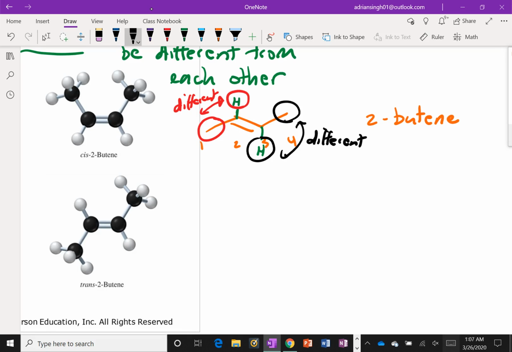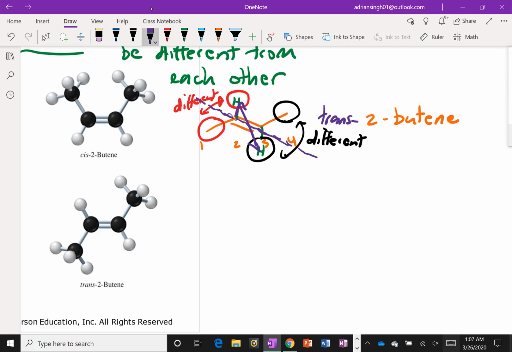So that means that there is now the possibility of cis-trans. So if I look at my double bond right here, I can see that the H's, for instance, are on opposite sides of the double bond. So I'm comparing these. So that would make it the trans isomer of 2-butene.